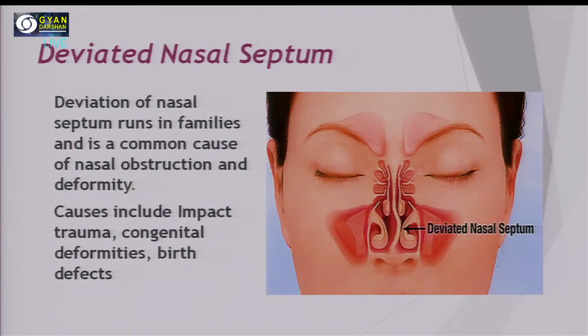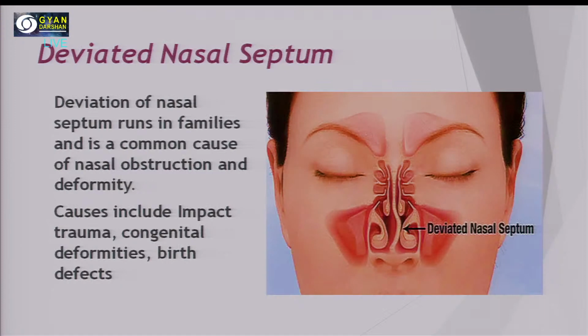The next is deviated nasal septum. We have a septum which divides our nose into two parts. When this nasal septum gets affected, it leads to a problem. When your septum is affected, it can deviate either way, which leads to a deviated nasal septum. In this case, it can run in families, and it is a common cause of deformity and nasal obstruction.